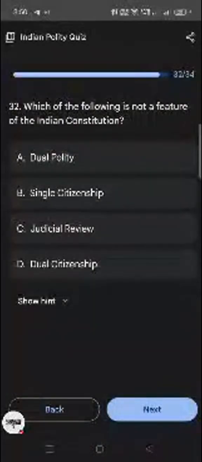Which of the following is not a feature of the Indian Constitution? Single citizenship, judicial review, dual citizenship.